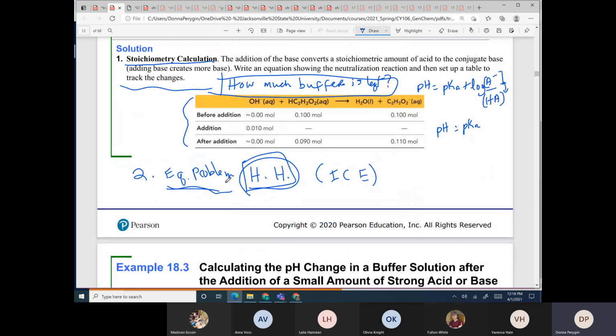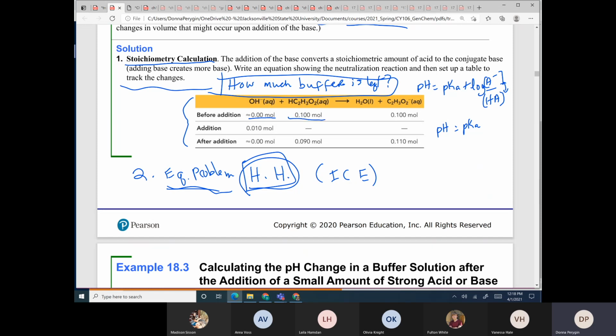So before the addition of the sodium hydroxide, we had 0 moles of hydroxide because this was an acidic buffer, so you're not going to have a contributing amount of hydroxide in that solution. Plus we had acetic acid, 0.100 moles, and we had 0.100 moles of acetate. That was our first buffer. Now we're going to add 0.010 moles of hydroxide.